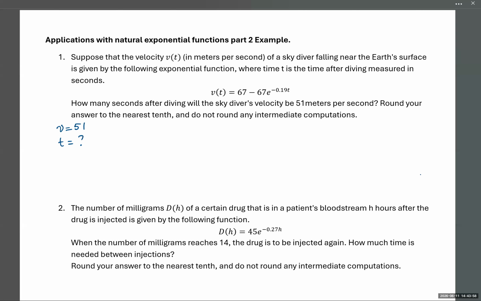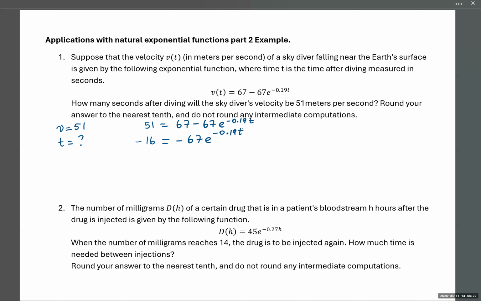We're not supposed to round any intermediate computations. We're only supposed to round at the very end to the tenth. So plug in 51 instead of v. 67 minus 67 e to the negative 0.19t. First thing you're going to do is subtract 67 from both sides. 51 minus 67 is negative 16. Negative 67 e to the negative 0.19t.